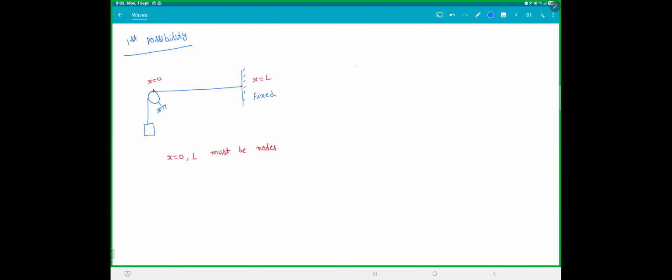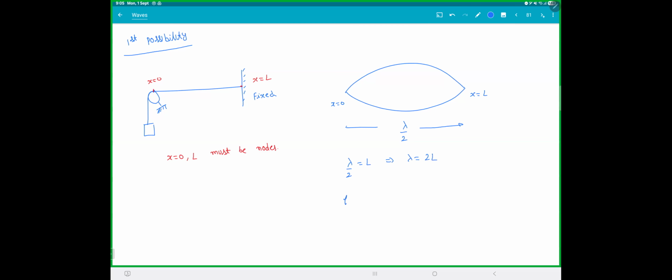So in the first possibility, now you tell me, if this point and this point should be nodes, what is the first possibility? One single loop. Remember, I have no other constraints. My only constraint is that those two should be nodes. So 0 and L. What is the distance between them? Lambda by 2. So lambda by 2 is equal to L. So wavelength will be 2L.